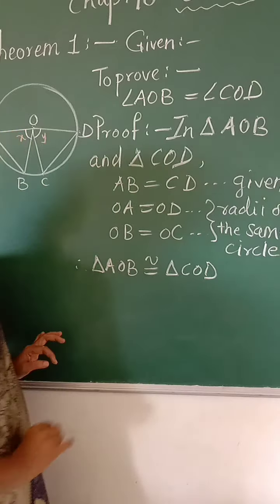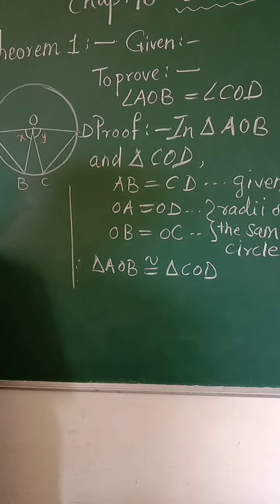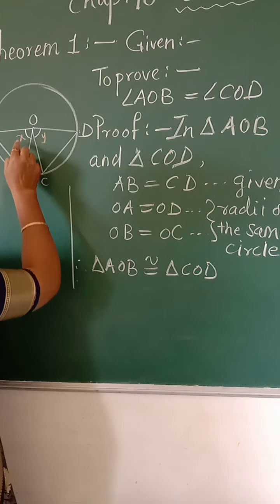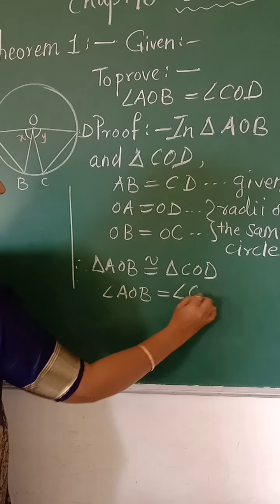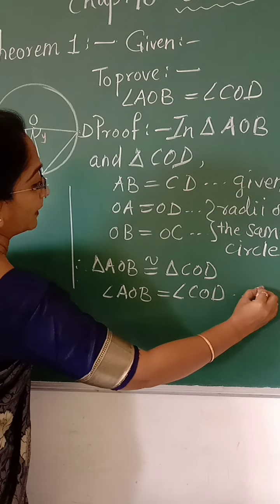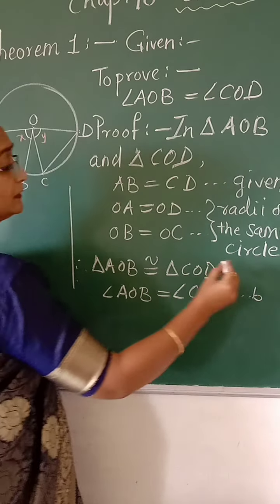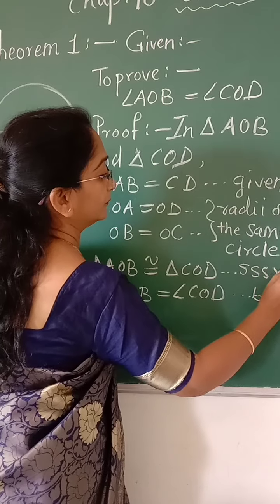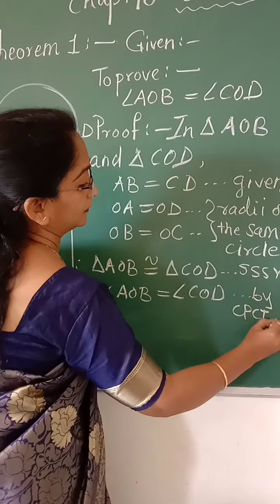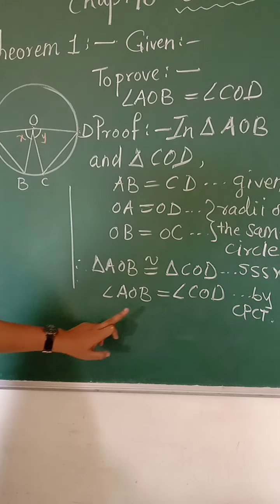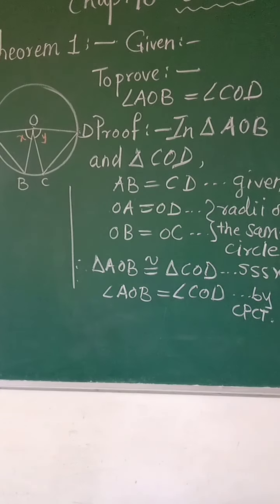And therefore we can say, by CPCT, and these two triangles are congruent by which rule? That is the SSS rule. By SSS rule, and by CPCT, angle AOB is equal to angle COD. Okay students, understood?